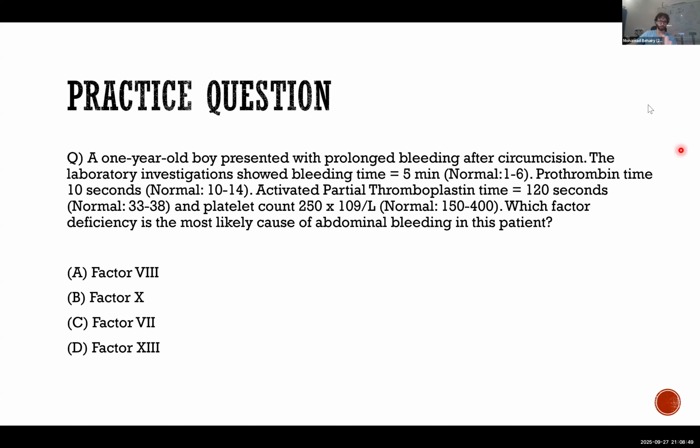Wallah, you're going to get a question like this in the exam. This exact kind of question, you're going to get it in the exam. But if you answer this correctly, you don't have to be worried about the exam, inshallah. So as you guys can see, bleeding time is normal. Prothrombin time is also normal. What's abnormal is the APTT, activated partial thromboplastin time. It's abnormal. Which factor is deficient in this case?